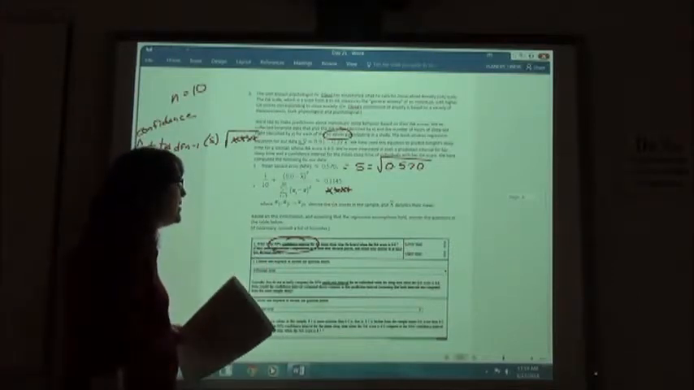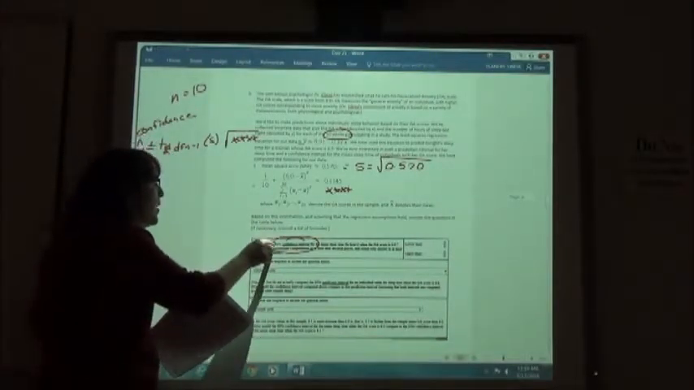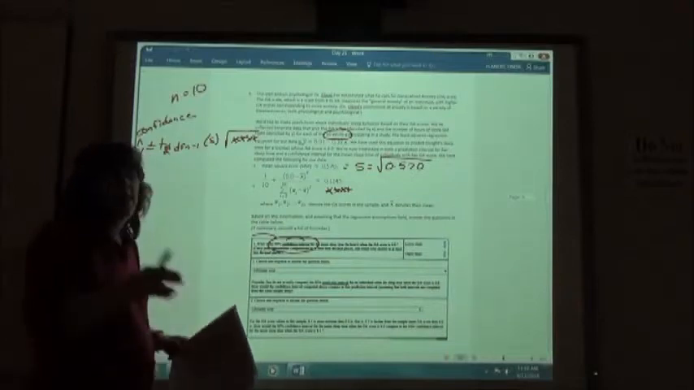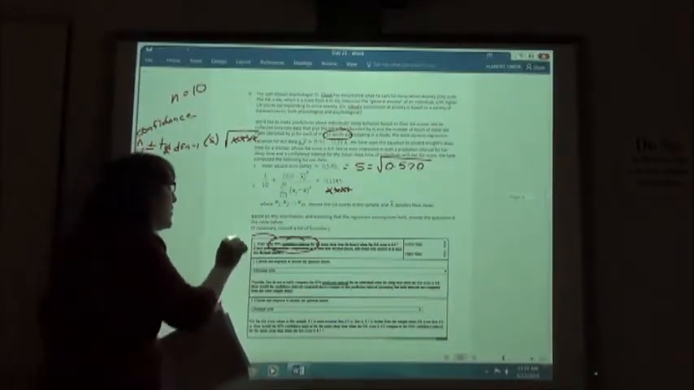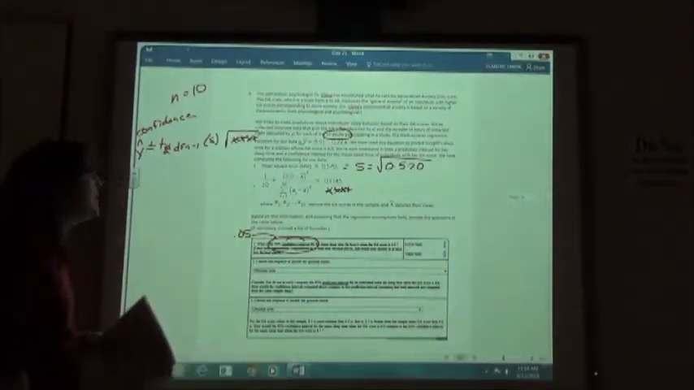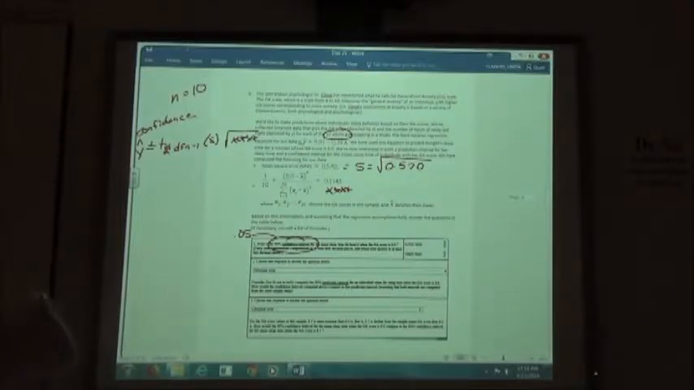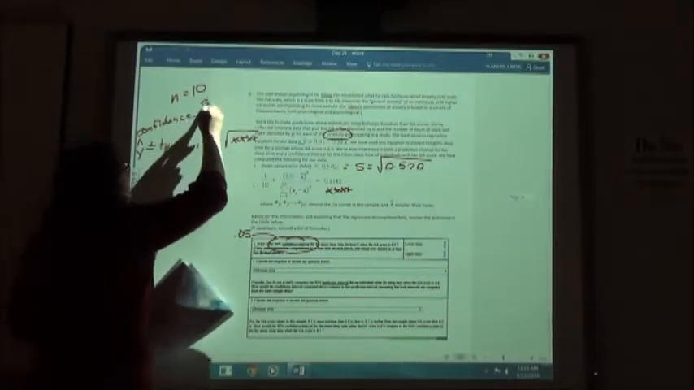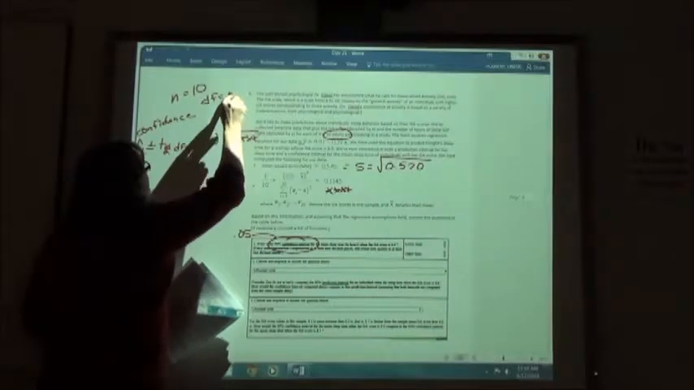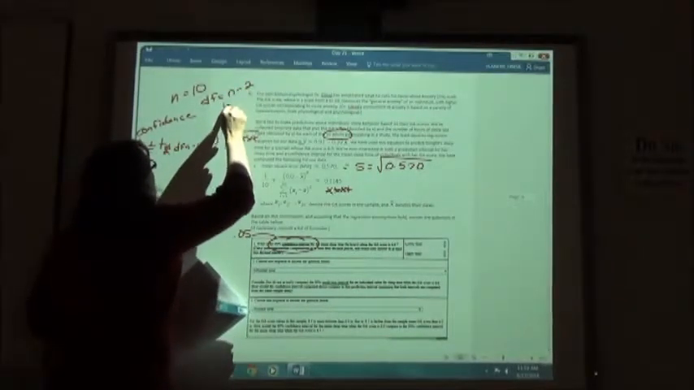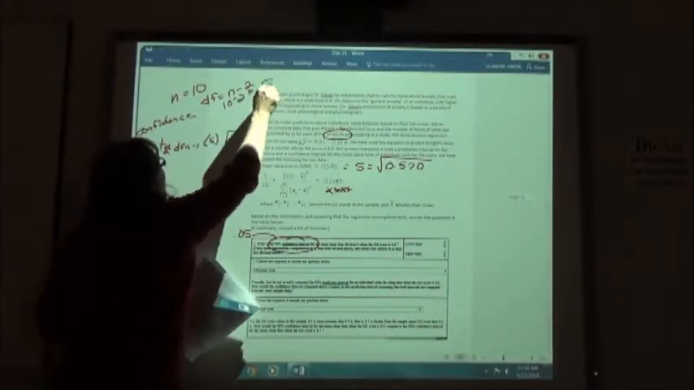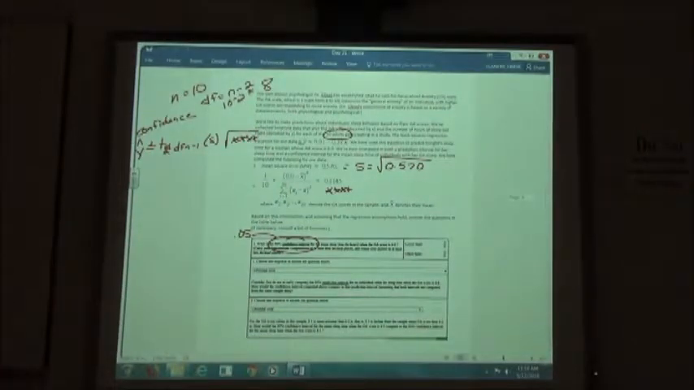Again, we have a 90% confidence interval. I'm hoping you remember if it's 90%, we're going to have 10% left over divided by 2. So our t subscript will be 0.05. If I'm going with my degrees of freedom is n minus 2, so 10 minus 2 is going to give me 8 degrees of freedom.